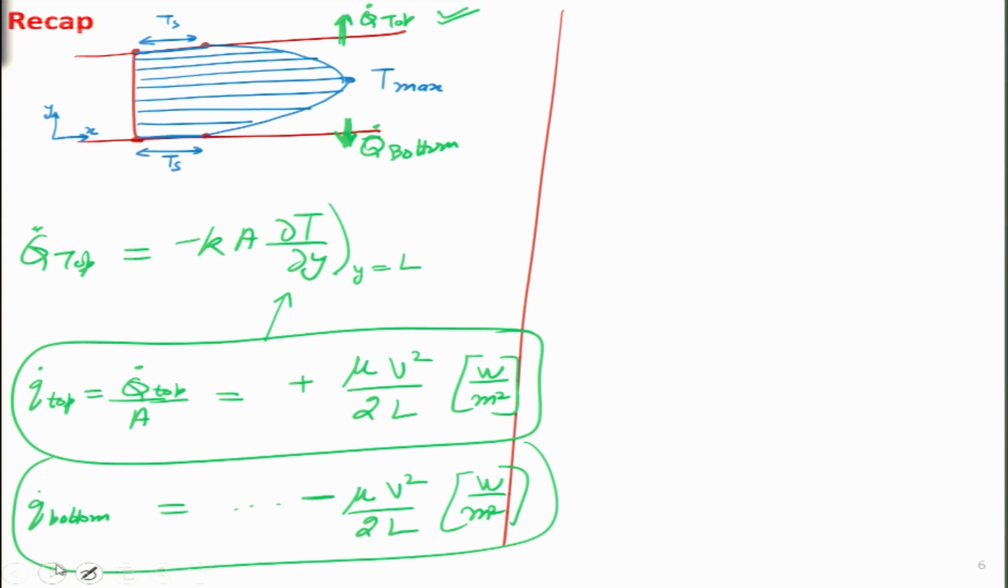And then based on the temperature profile, we could figure out that half of the heat is escaping from the bottom, Q dot bottom, whose value turns out to be negative, and half of the heat transfer takes place from the top, which has the equal value, but the sign is positive.